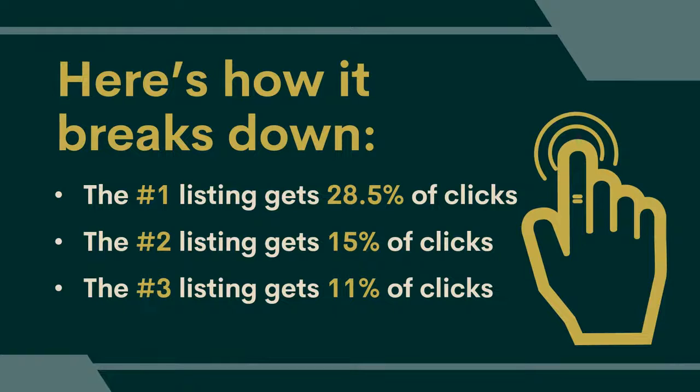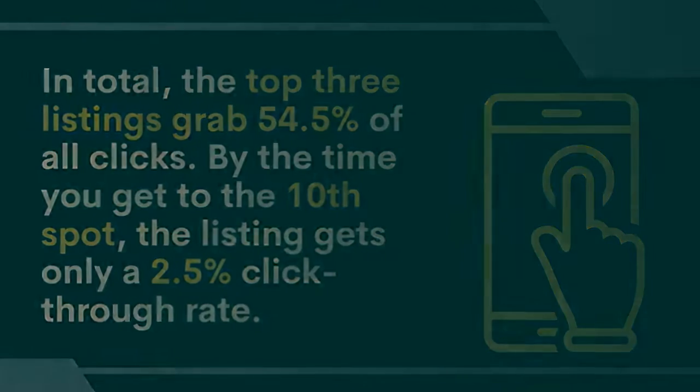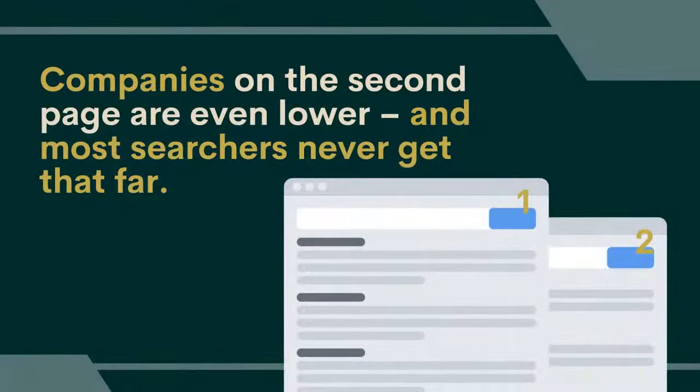Here's how it breaks down. The number 1 listing gets 28.5% of clicks. The number 2 listing gets 15% of clicks. The number 3 listing gets 11% of clicks. In total, the top 3 listings grab 54.5% of all clicks. By the time you get to the 10th spot, the listing gets only a 2.5% click-through rate. Companies on the second page or even lower get far less, and most searchers never get that far.